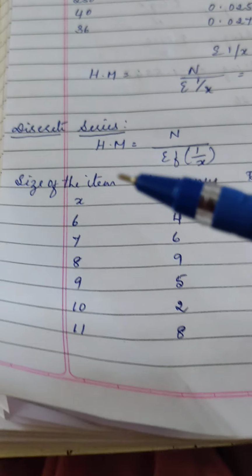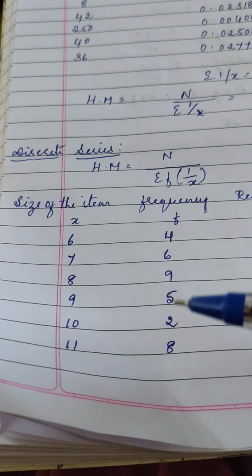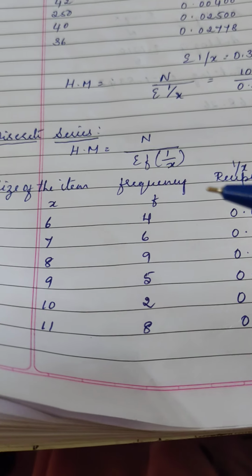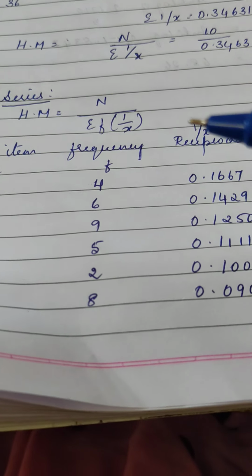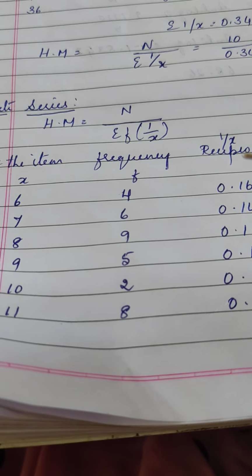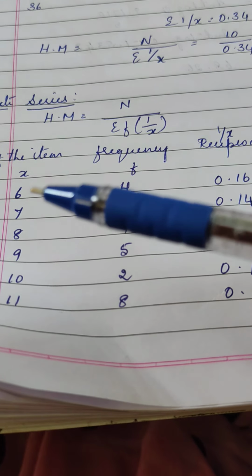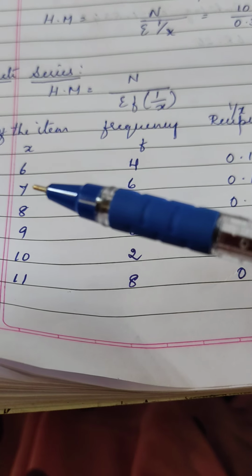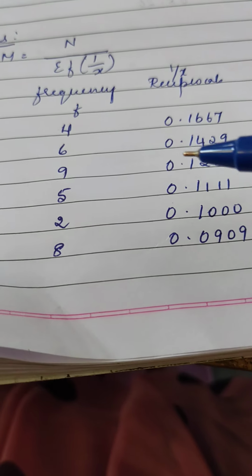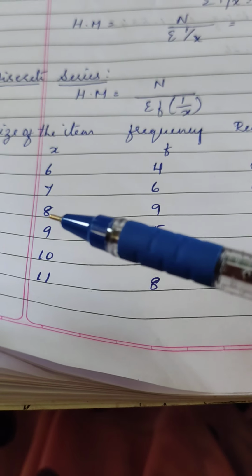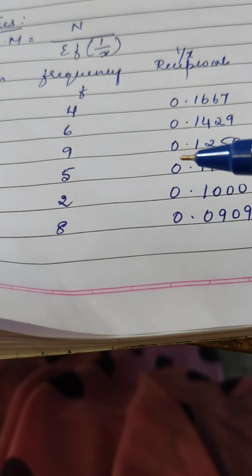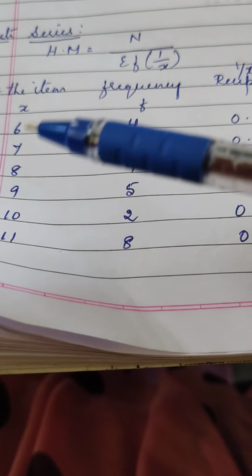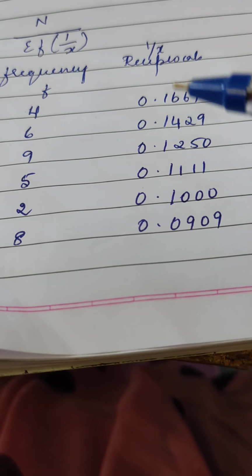So here is the problem. X variable and the frequency. This is the x variable, this is the frequency, and the first step is 1 by x. So 1 divided by 6 will give you 0.1667. 1 divided by 7 will give you 0.1429. 1 divided by 8 will get 0.1250. Like this, for each value of x, we have to do 1 by x.